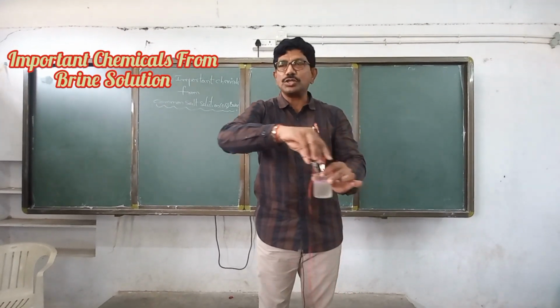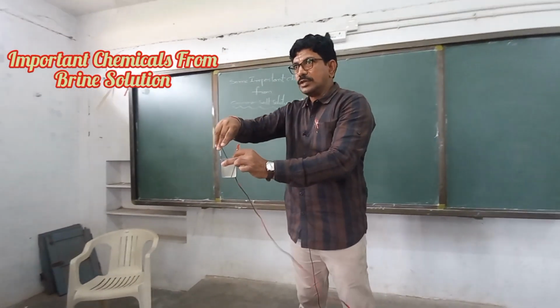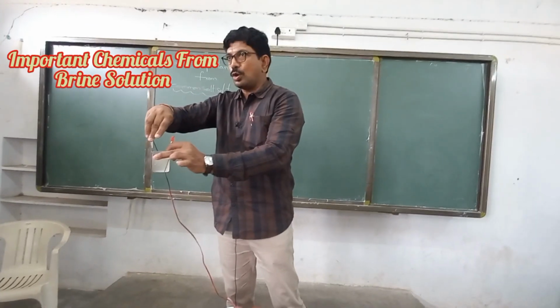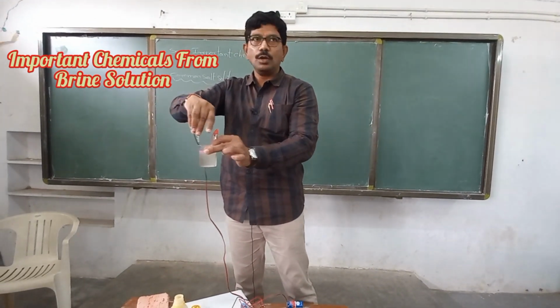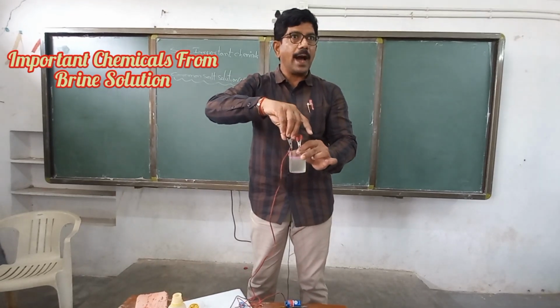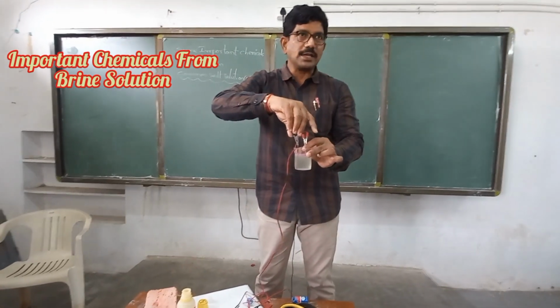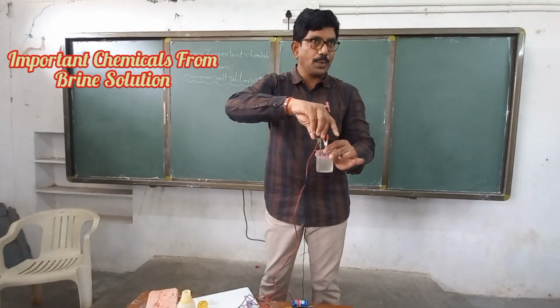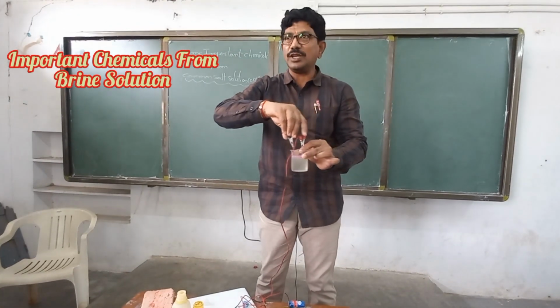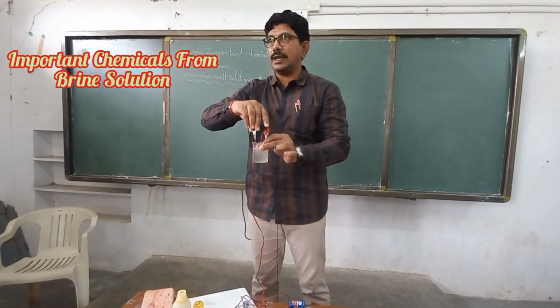This process is known as the chloro-alkali process. Chlorine is liberated, and alkali means a base. A water soluble base is known as an alkali. A base is produced in this reaction. That's why it is known as the chloro-alkali process.